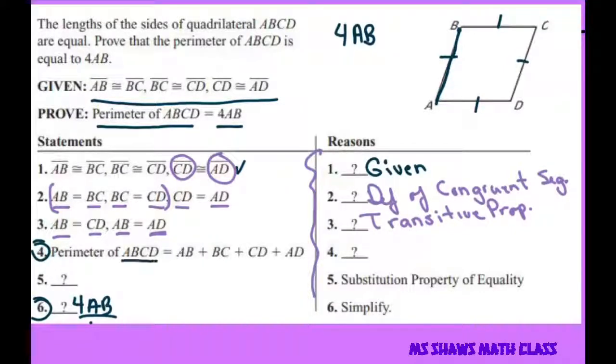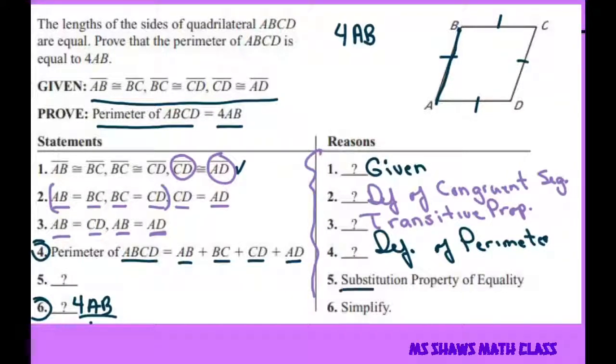Now what we're going to do is the perimeter part. It has ABCD equals AB plus BC plus CD plus AD. Now that part is just definition of perimeter. So just put definition of perimeter. When you have a perimeter, you just add all the sides up. So that's all that is.